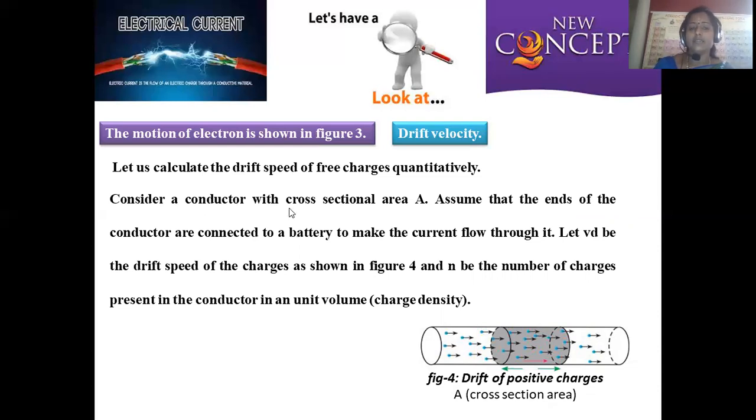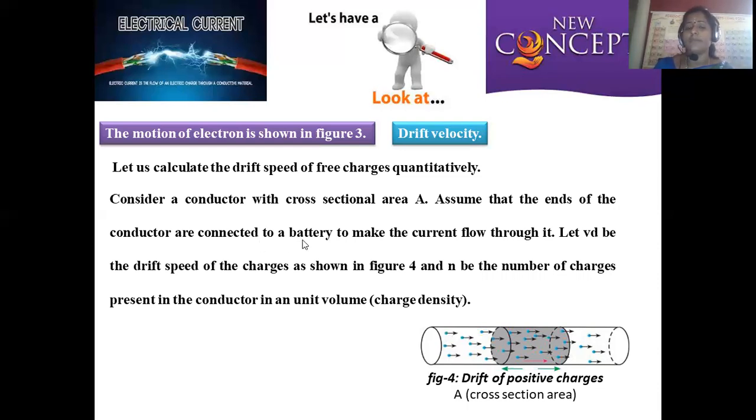Consider a conducting material and which is bisected with the cross-sectional area A. Here the cross-sectional area is mentioned, which is denoted with A. Assume that ends of the conductor are connected with the battery. When it is connected with the battery, then only directional flow of electrons are possible and they are moving in the regular manner. Otherwise, random arrangement is possible in the open circuit and that will not cause any kind of electrical current. That's the reason why both the ends of this conducting material should be connected with the battery.